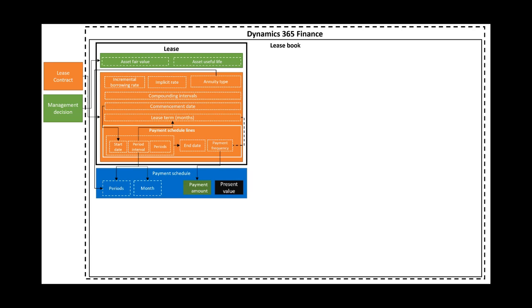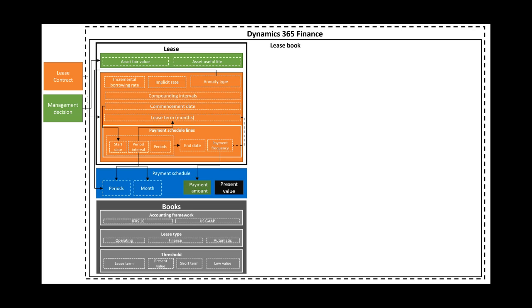This will be translated in the system to a payment schedule. In the payment schedule, we have the periods, and then we have months, and the payment amount for each period or each month. And then we have the present value calculated, and this present value will be taken to post or to create the initial recognition transaction.